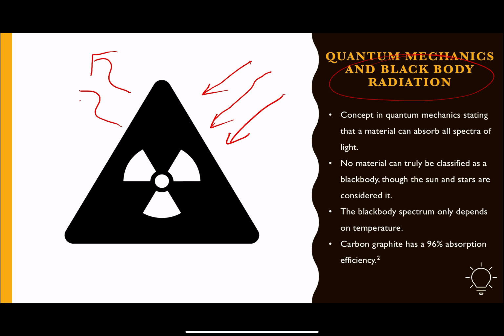Now, the laws of thermodynamics state that an absorbed light must be re-emitted, and no material can actually be classified as a true blackbody, though carbon graphite represents a 96% efficiency, and the sun and stars are technically classified as blackbodies, though they are not true blackbodies. Now, the blackbody spectrum only depends on temperature and opposes classical theory in this way.